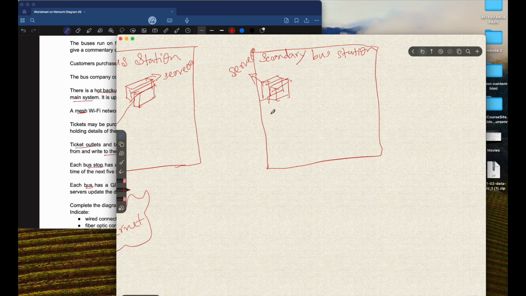That means this server also has an internet connection. You can draw the internet from the other side as well, but from a diagram perspective it takes less space, so I just connect it from here to here. Obviously there will be a router, and from the router the server will be connected. So this one is getting the internet, and this one is getting the internet.